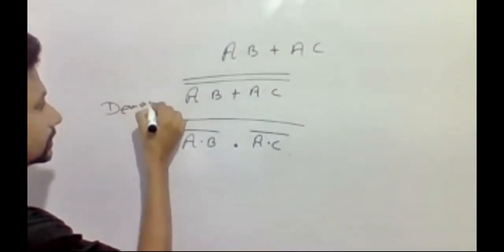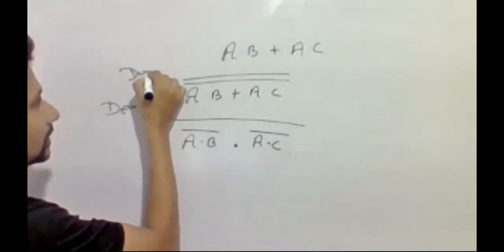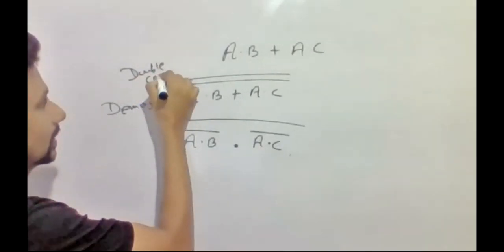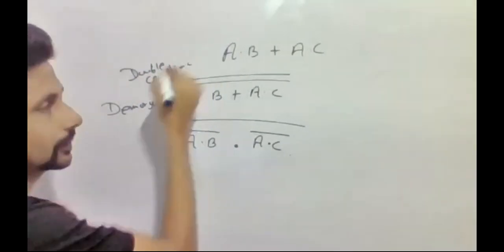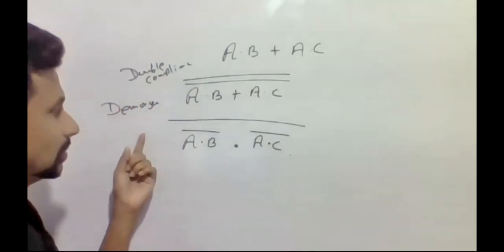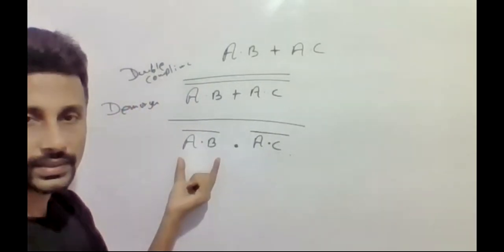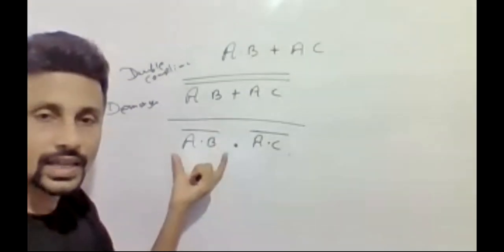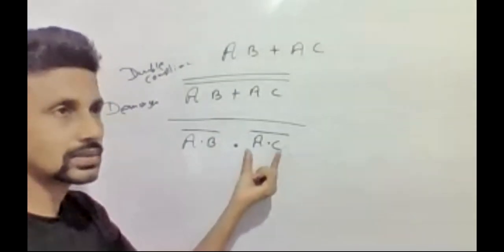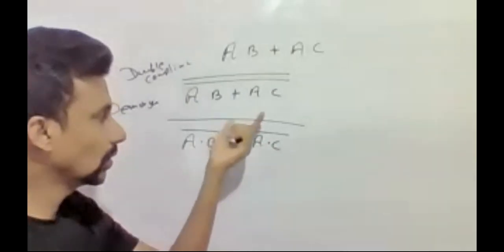Double complement, right? This is double complement. Now, by looking at this one, you can understand A dot B dash means an AND gate. A dot C dash also is an AND gate. The whole thing is an AND gate.